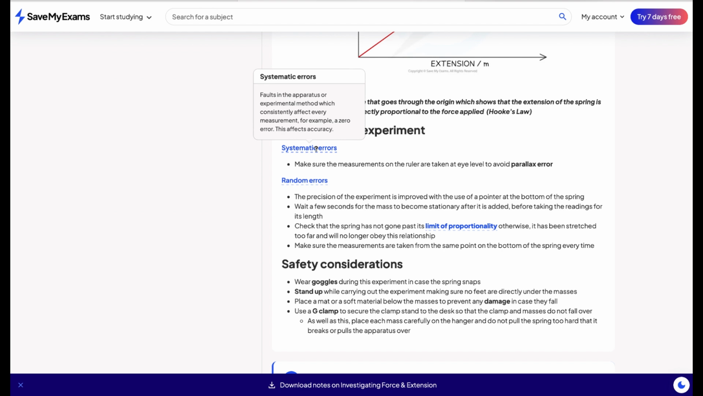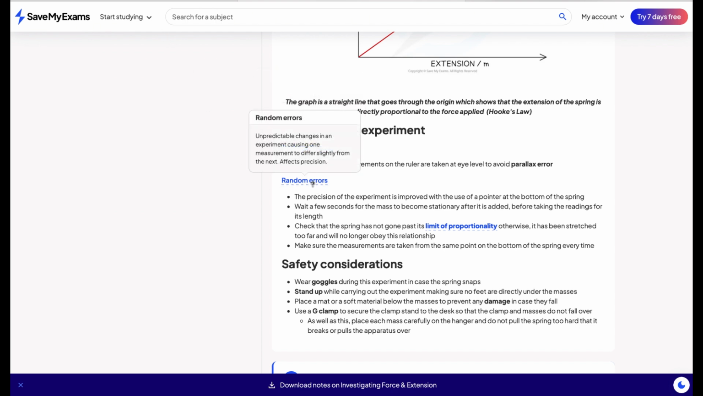Systematic errors are the faults in the apparatus, not your own fault. The fault that you cannot avoid. They are there based on the manufacture of the apparatus. No matter how slight it is, even if it's 0.001 deviation, it's not your fault. They are the faults that are found in the apparatus or in the experimental method, which consistently affect every measurement that you are going to make. What the examiner will look at, even if there is a small 0.01 deviation from the original answer, is how consistent your work has been. If it's consistent, then they will give you the marks because it's just a systematic error.